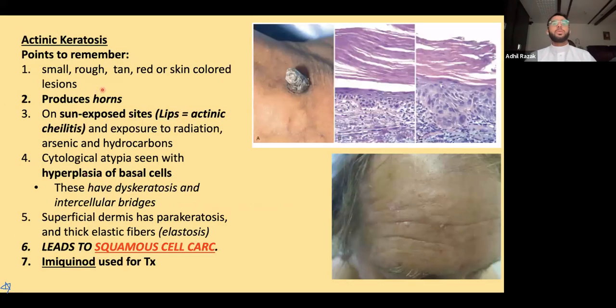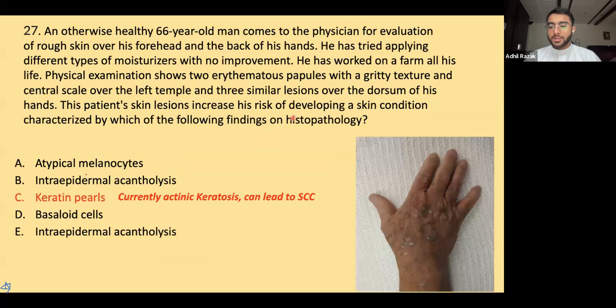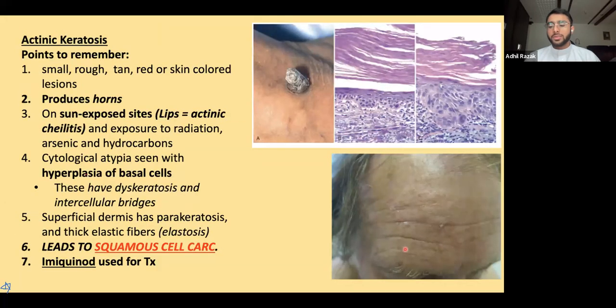These are small, rough, tan, red or skin-colored lesions. They can produce horns like this. Like the picture earlier, it is kind of flat, even on the forehead right here, it is nothing too serious. It's still flat. It just looks a lot like dirt. It just looks not good. But it could also develop into a little horn like this. So this just indicates the crazy level of parakeratosis and thick elastic fibers development, or elastosis. So yeah, they're dry.